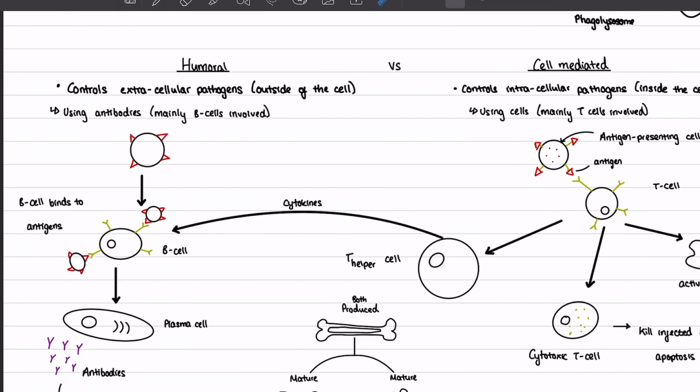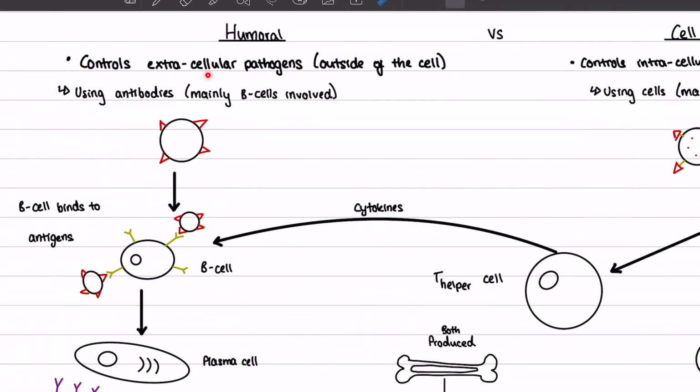The humoral immune response controls extracellular pathogens. These are pathogens that we find outside of our cells. The main cells involved in this are the B cells. When a pathogen enters our body, the B cells then detect their presence.